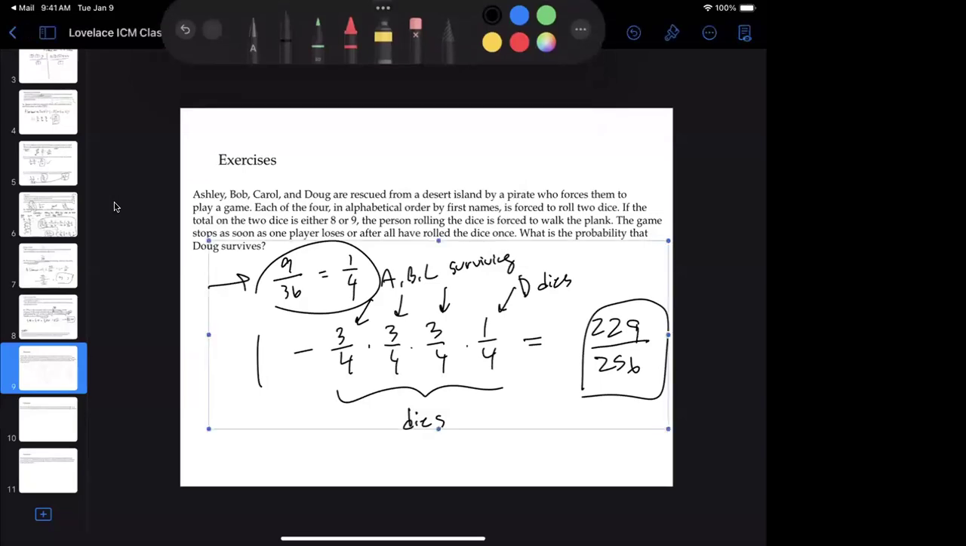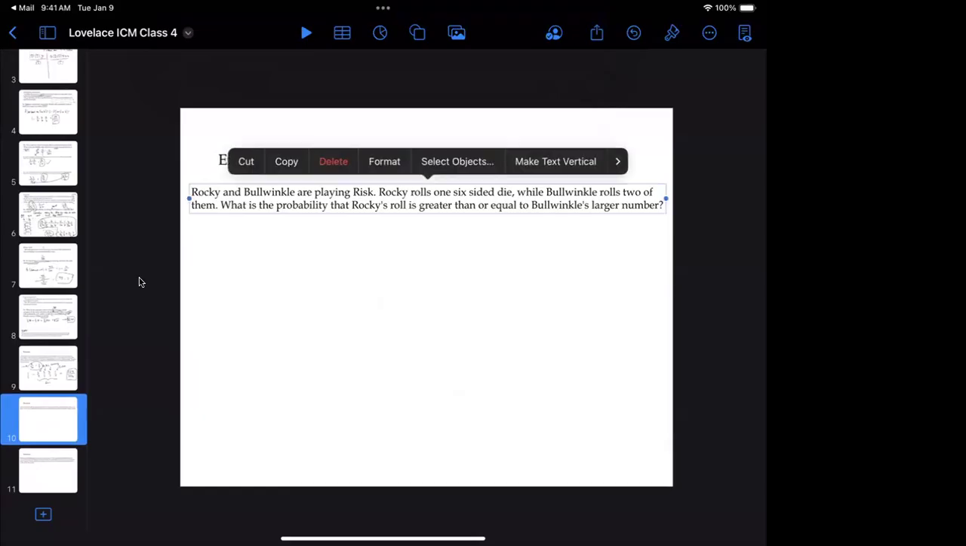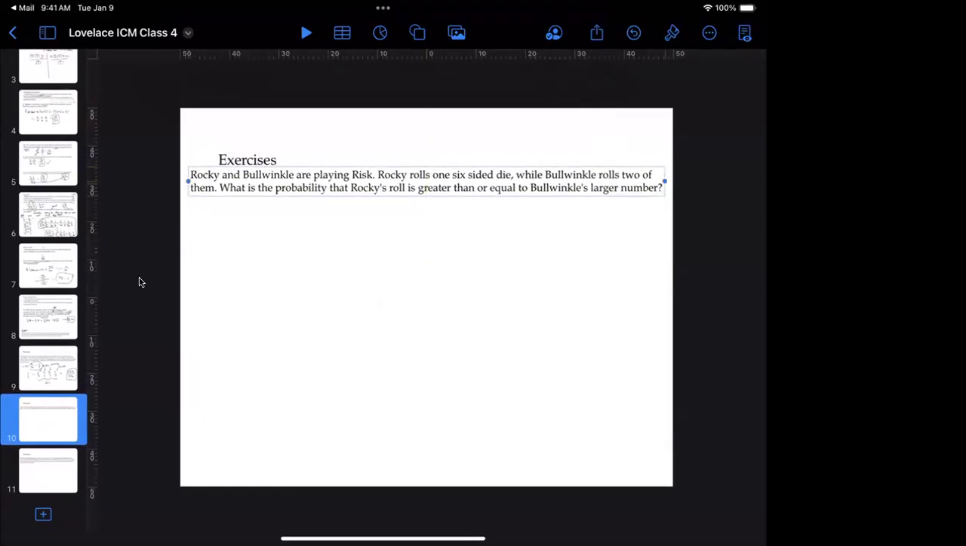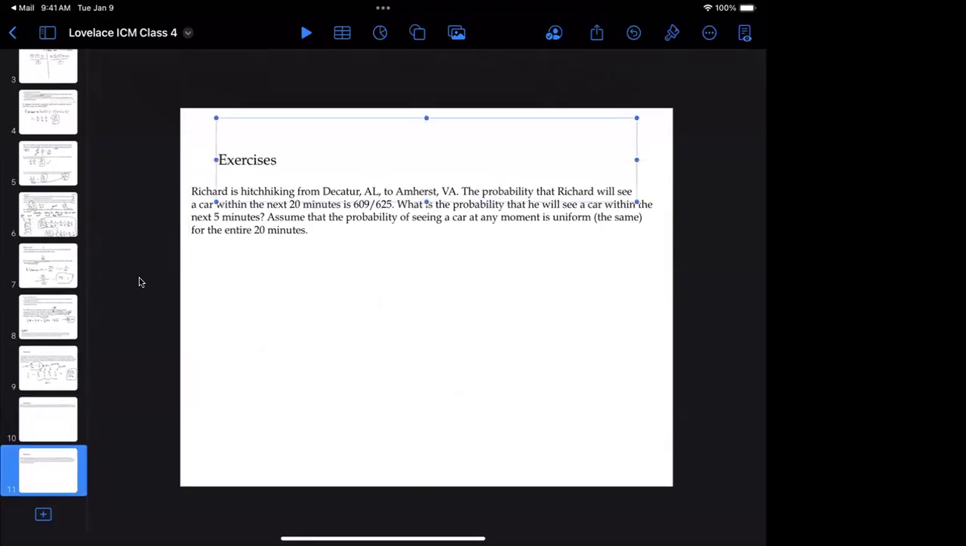All right, let's go on to the second one. Wait, let me see if we should do the second one. I think the second one is super bashy. It's a lot of casework. So let's try the third one first. The third one is, I think, a bit more difficult, but has a neater solution.